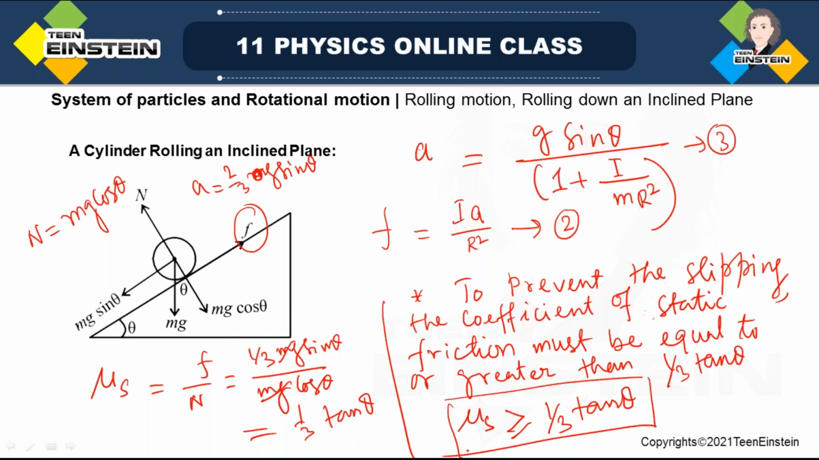Okay, this is a very important question for many competitive exams. Or in other words, it will be given in terms of this tan theta less than or equal to 3 mu s. Either of these two forms will be asked in your competitive exam. So this is how rolling happens without slipping. This is the condition for rolling without slipping.